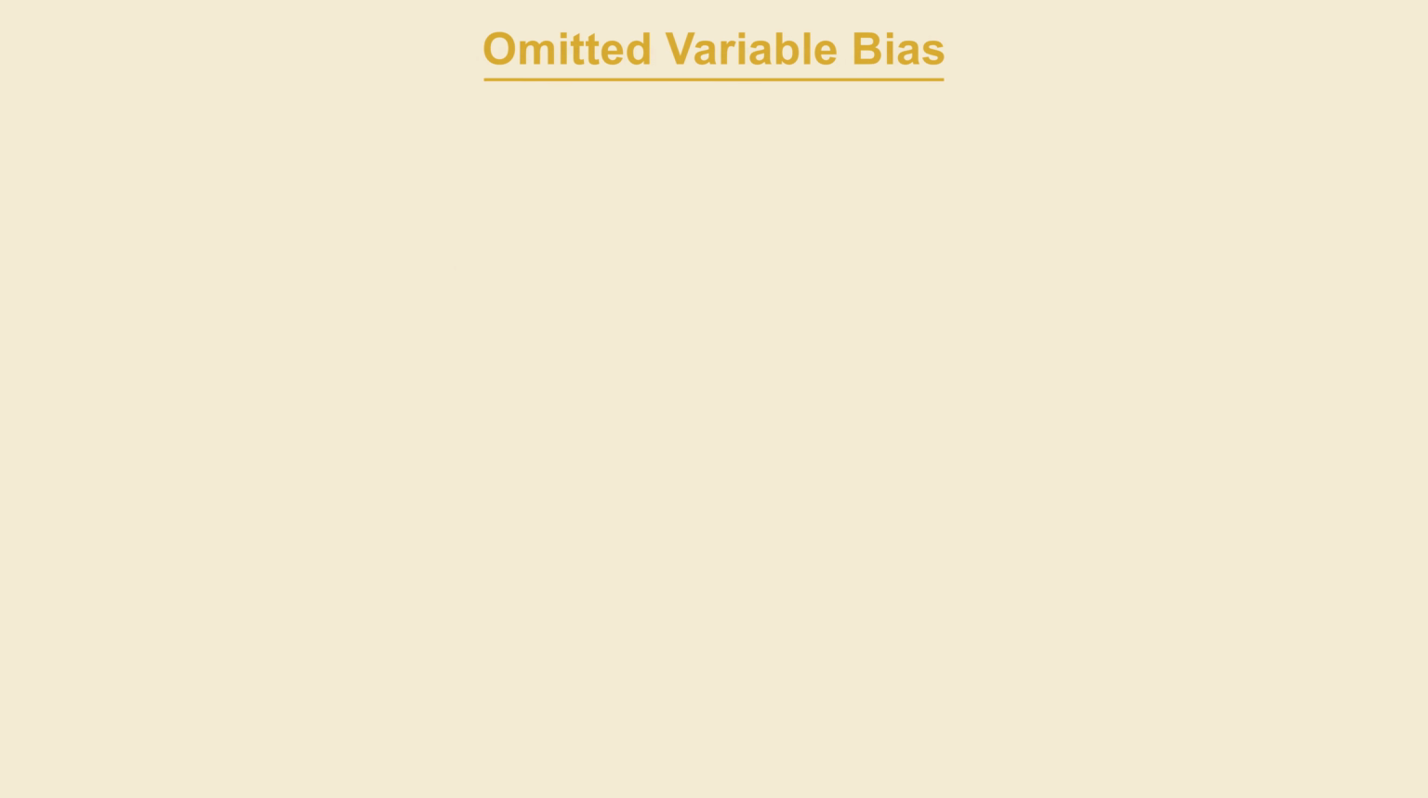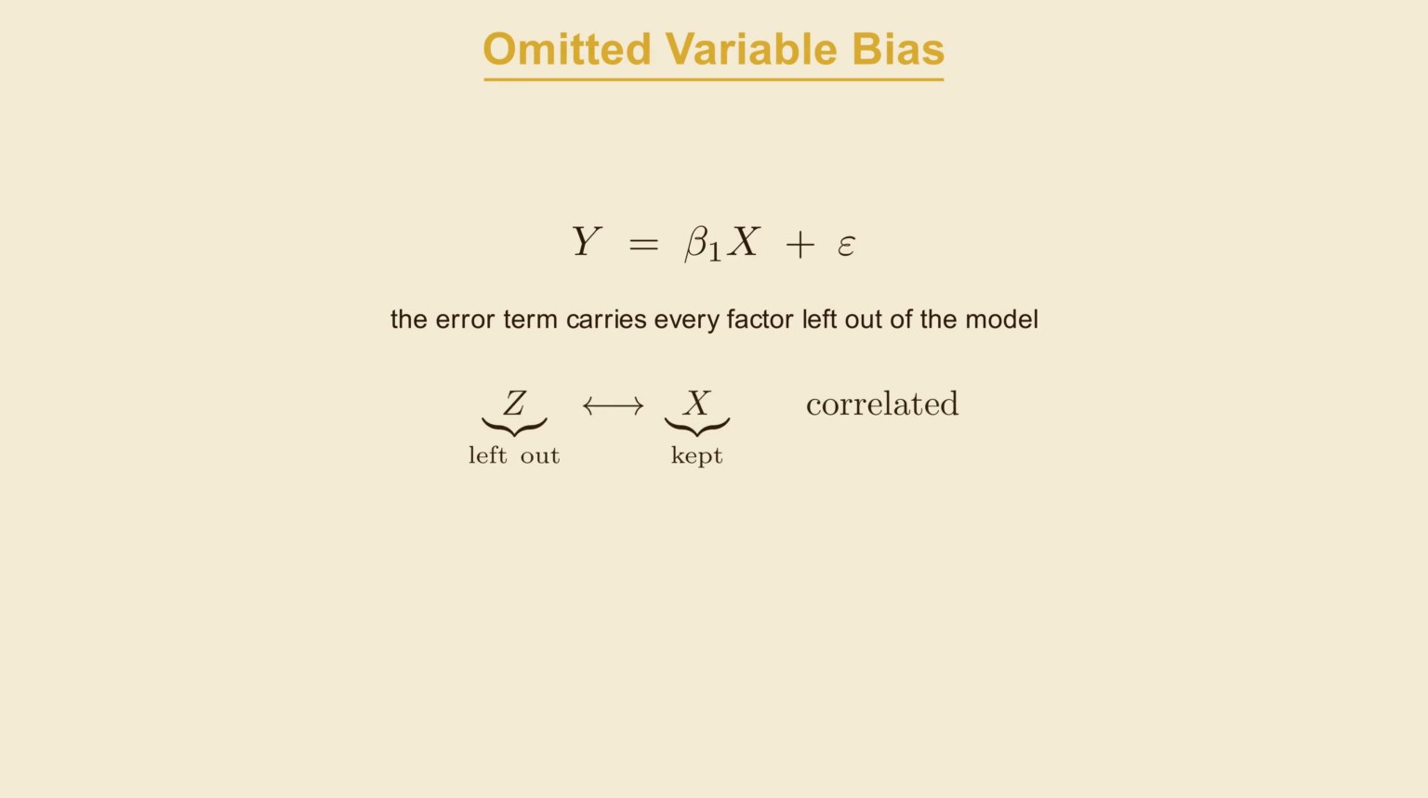When we first wrote down a regression, we said that the error term holds everything that affects the outcome but isn't in the model. Most of the time that's fine, but the trouble starts when one of those left out things is also correlated with a variable that you did include. When that happens, you get omitted variable bias.